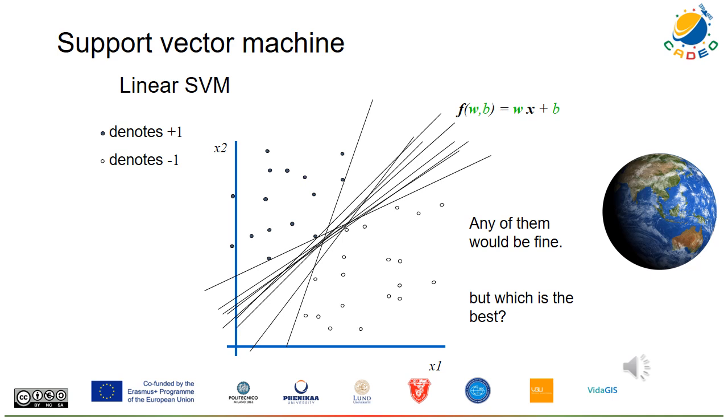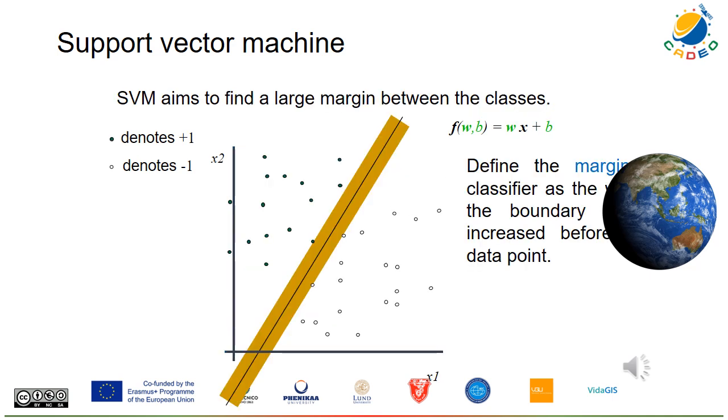So from this figure, you can see we can define as many lines as possible to classify the two classes correctly. Any of them would be fine to separate the two classes. But here the question is, which line is the best? SVM aims to find a large margin between the classes. Here the margin can be defined as the width that the boundary could be increased before hitting a data point.